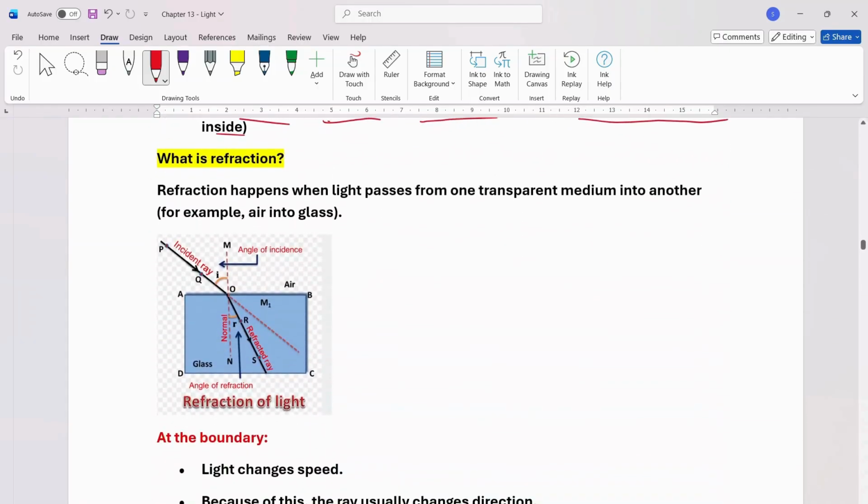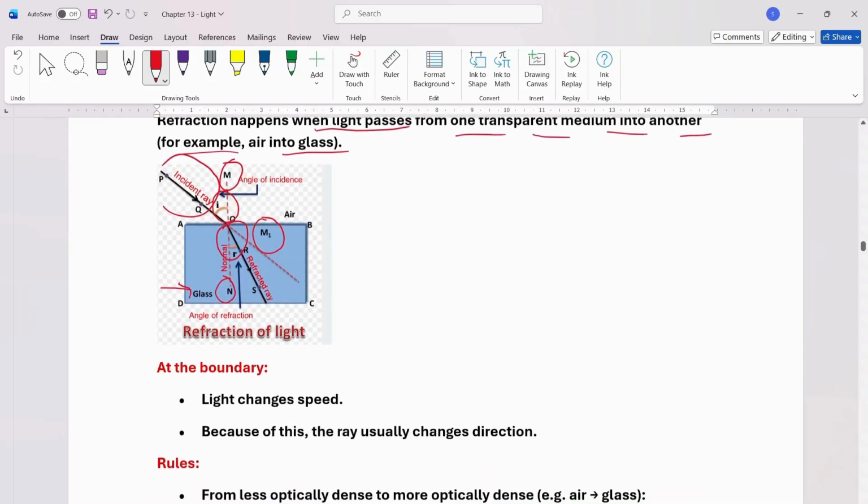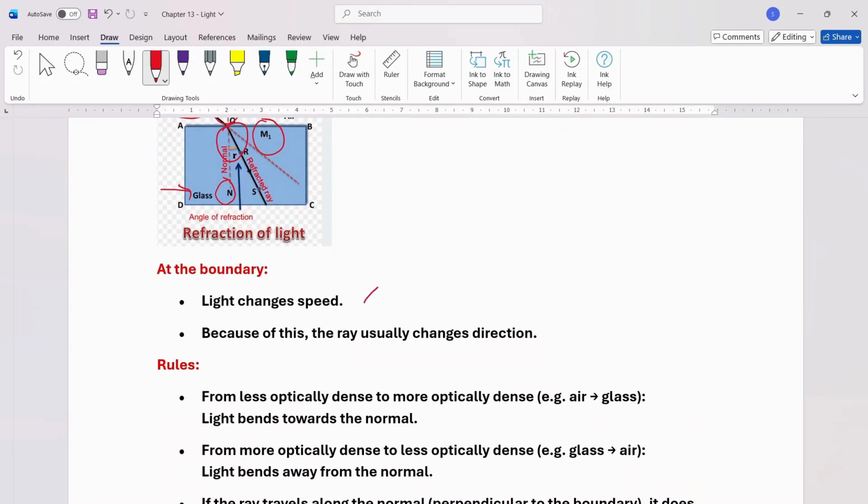So, what is refraction? Refraction happens when light passes from one transparent medium into another, for example, air into glass. You can see here this is the incident ray when it touches the glass. How is it refracted? The angle with the normal and the angle of incidence. You can see clearly here this is medium 1, this is the normal, this is glass in which the light is being refracted. At the boundary, light changes speed. Because of this, the ray usually changes direction.